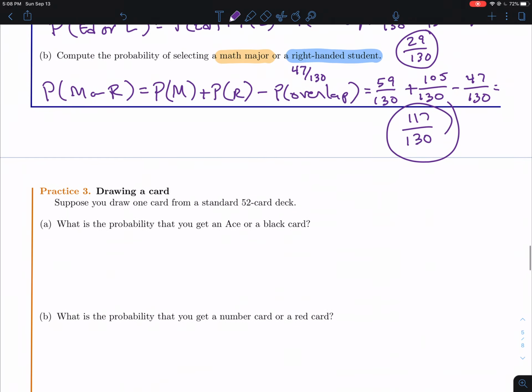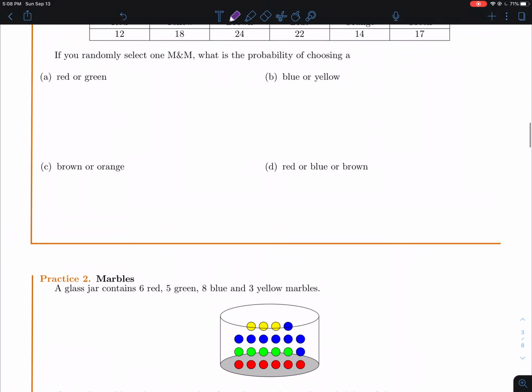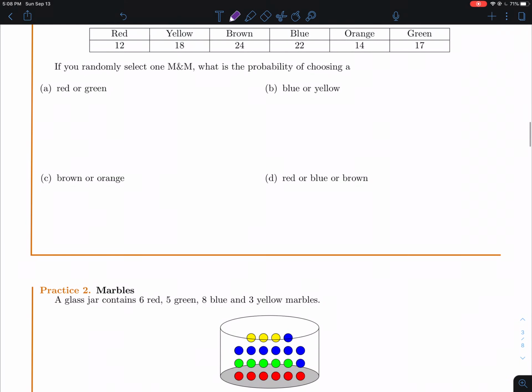So this is a lot of probability. It's fun stuff. It keeps you hopping. If you have any questions, I'll be around all day, so just let me know.